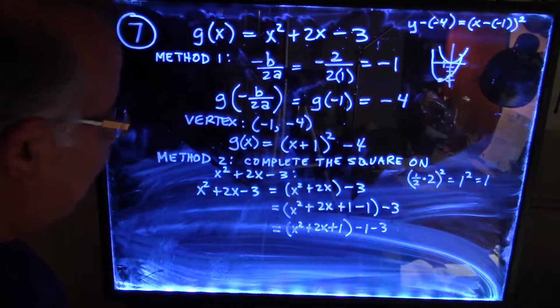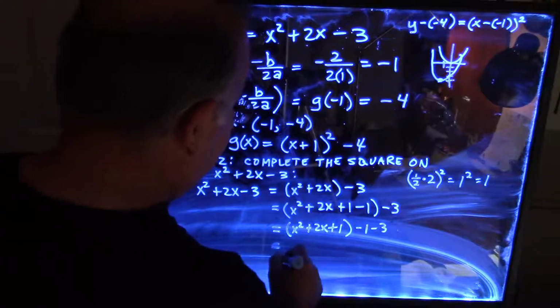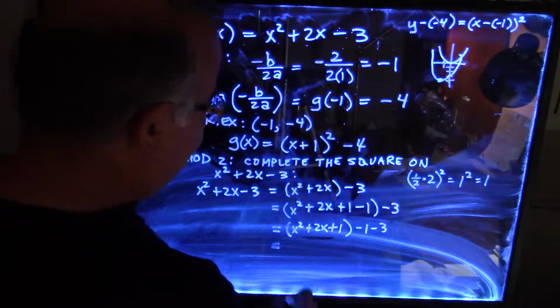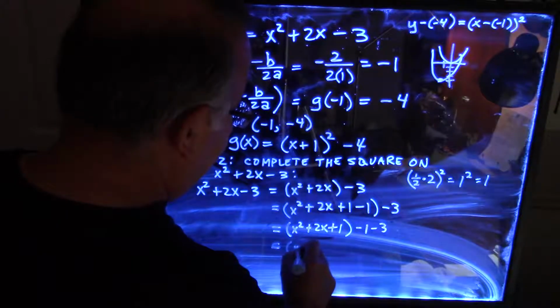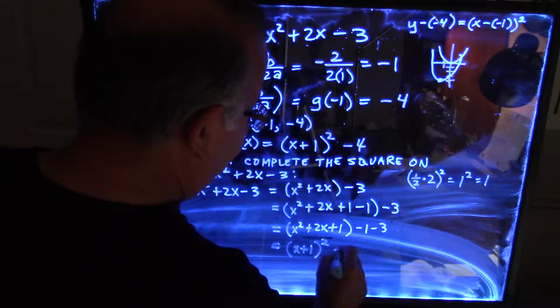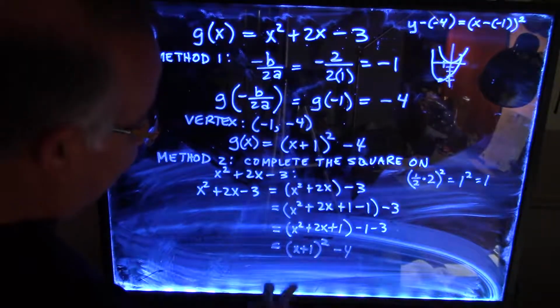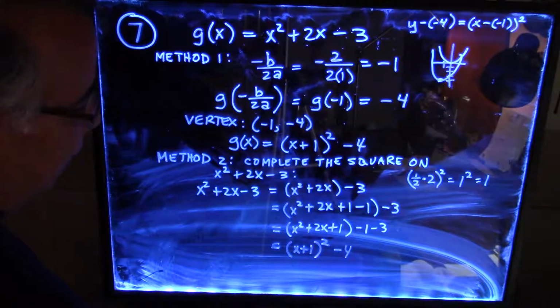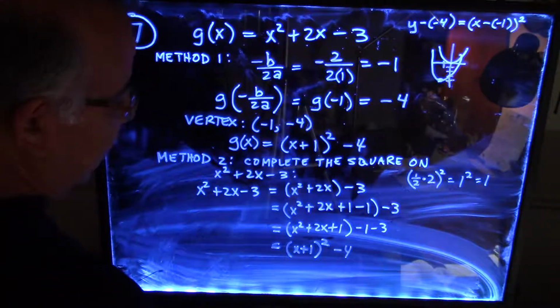All right. So now what do we have here? This is a perfect square trinomial. Right? This is x plus 1 quantity squared, and then that becomes minus 4. Oh, we've seen that before, haven't we? Up here. Yeah, up there. So there you go. Now you can read the vertex right off.